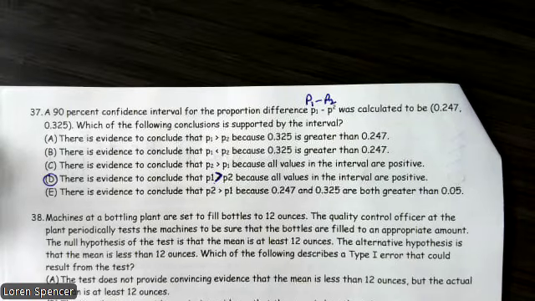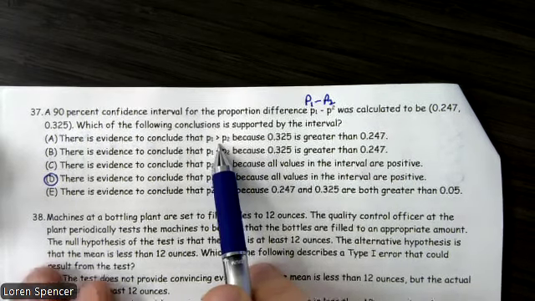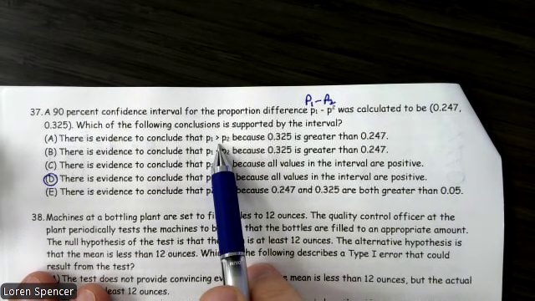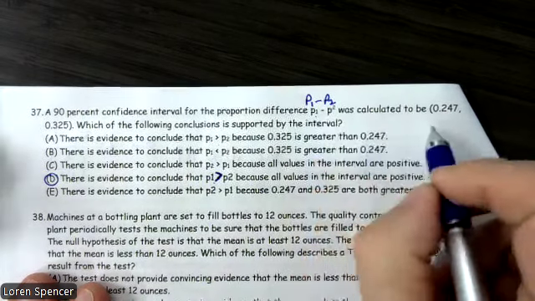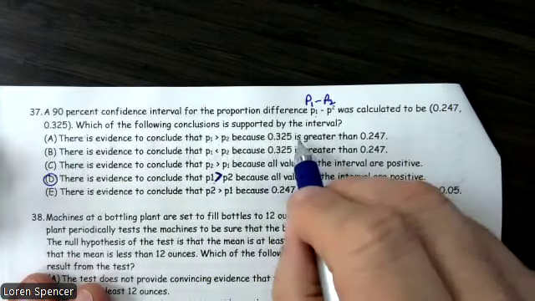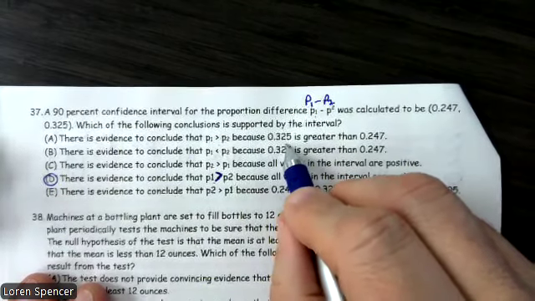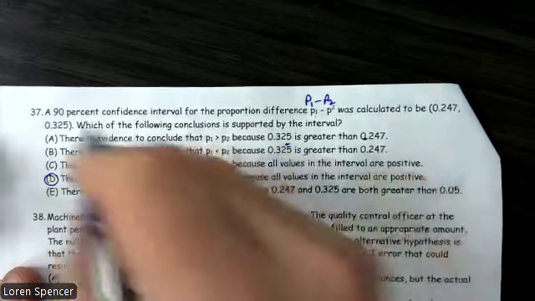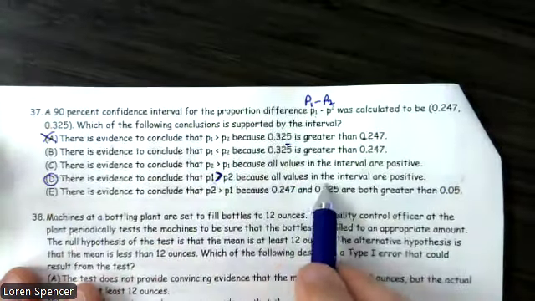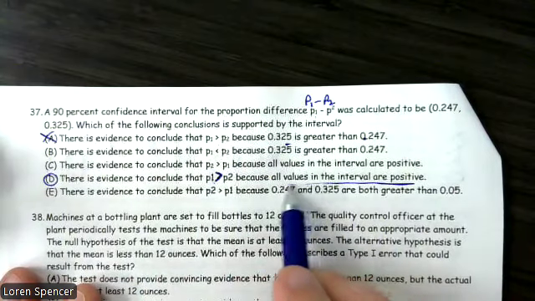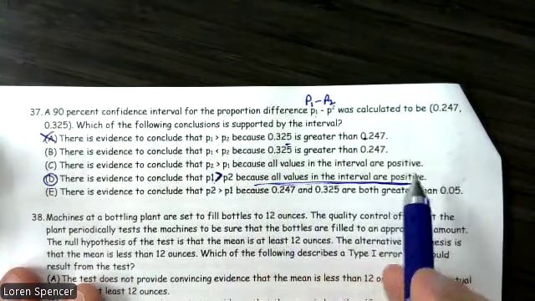Well, there's evidence to conclude that P1 is greater than P2. Yes, there is. And the reason there is because both are positive. Because remember, you're subtracting one minus the other. So because both are positive, it's not because 0.325 is greater than 0.247. That's not why. It's because all values in the interval are positive. That's why it's plausible. Okay.